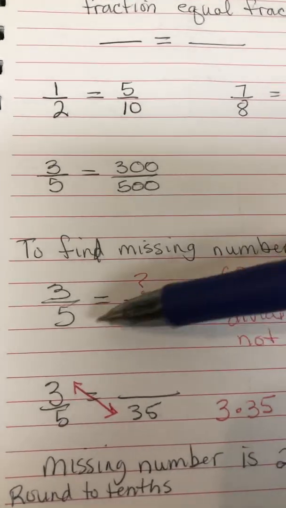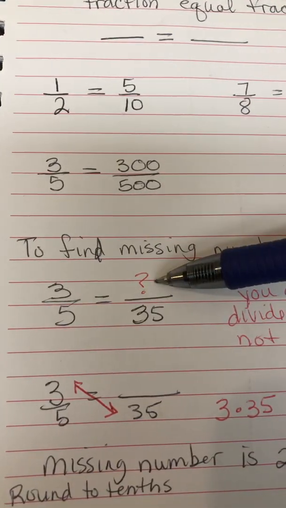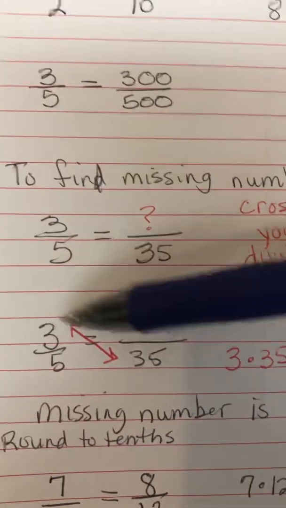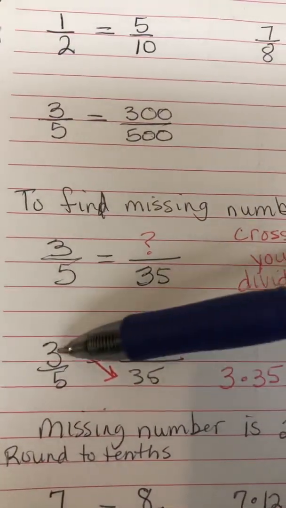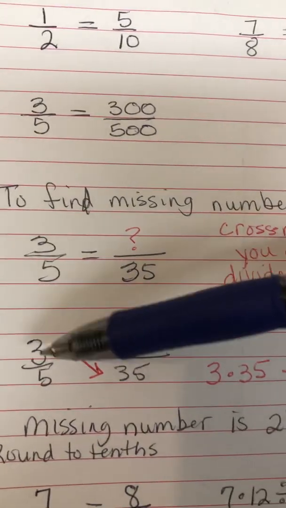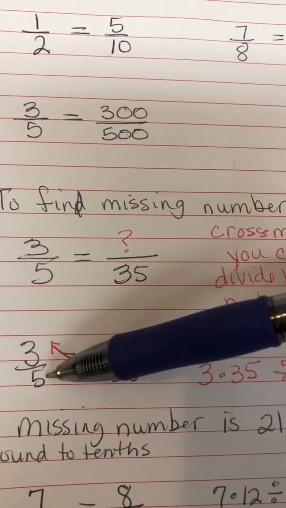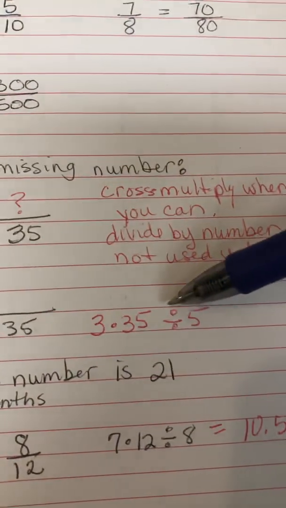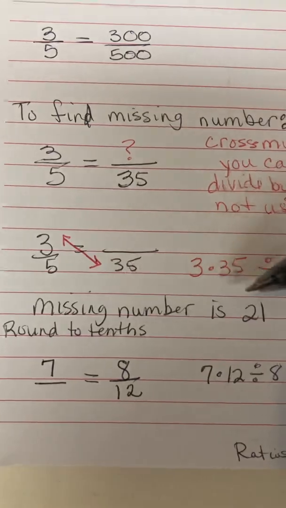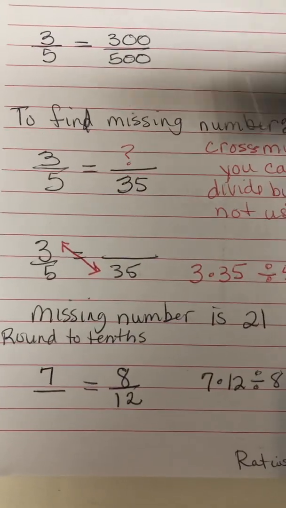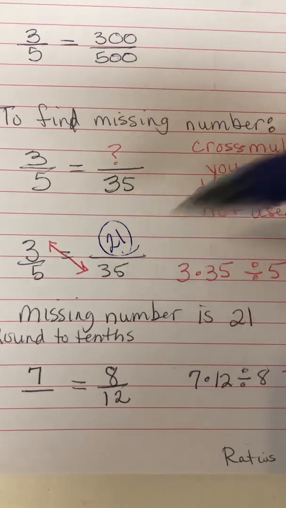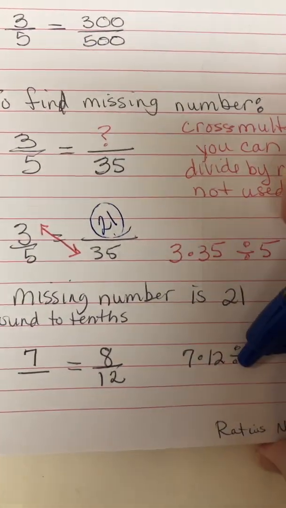So we can't cross multiply this way because there's nothing to multiply the 5 by. But we can cross multiply going this way. So 3 times 35, or 35 times 3, and then divide by the number we didn't use, which is 5. So 3 times 35 divided by 5, and when you do that math, you're going to discover that the missing number is 21. So the 21 is the number that should be up here to make this proportional.